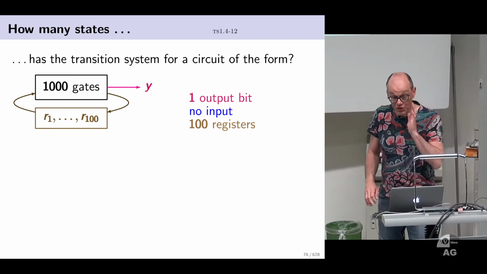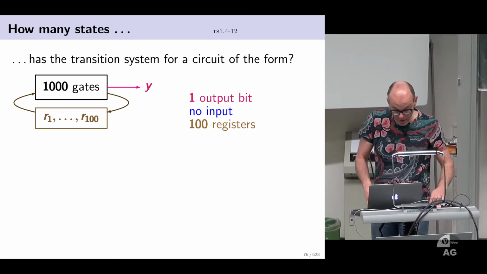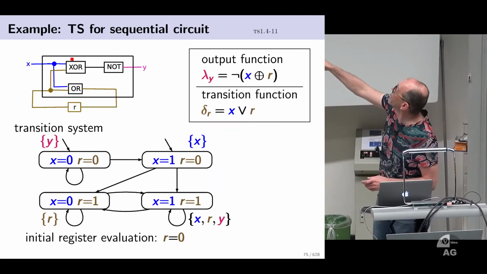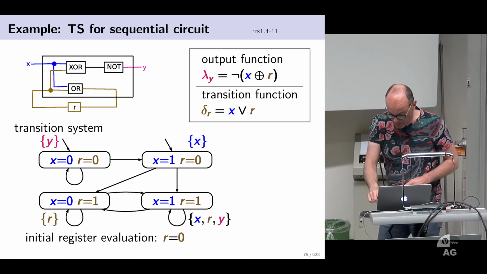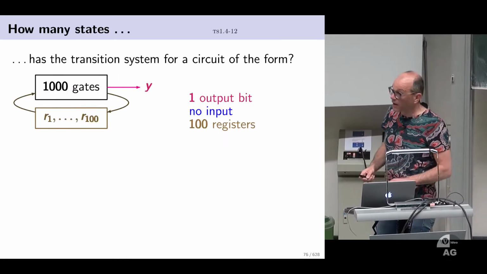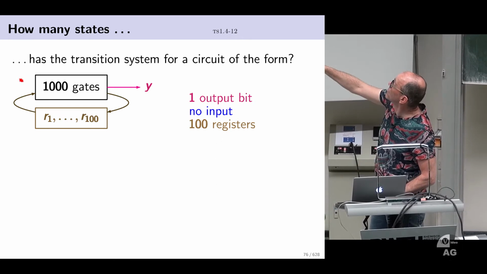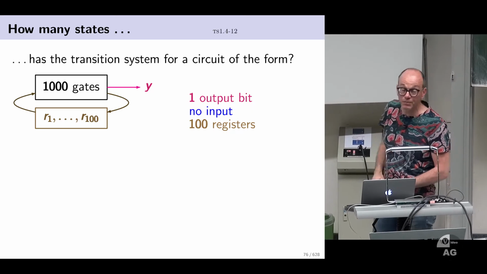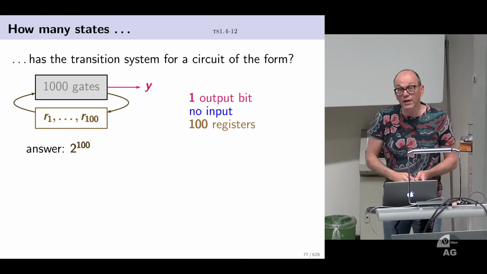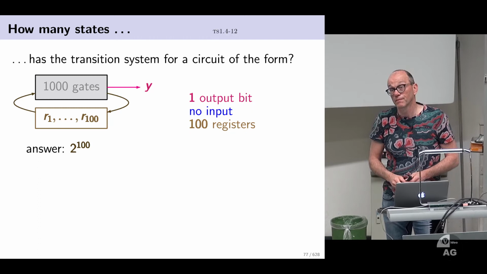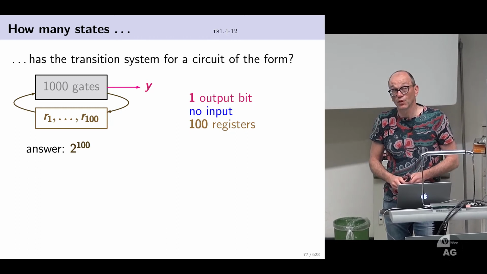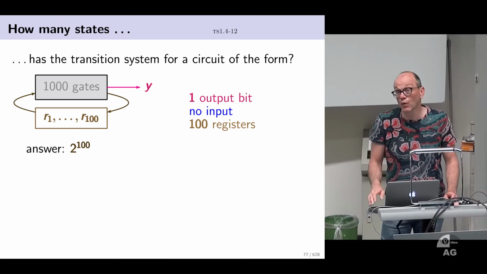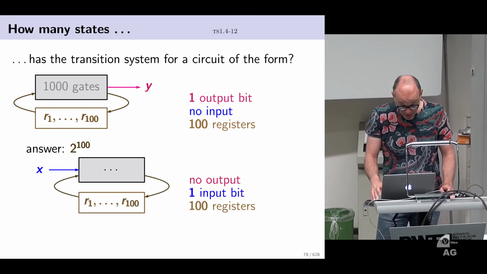How many states has a transition system if I have a circuit of this form? Suppose I have many gates. So in this example, I only have 3 gates, right? It's XOR, OR, and NOT. Typically, I can have many more. Here is even no input, so it's even very simple. We only have 1,000 gates, we have 100 registers, and we have an output. How many states do we get? We get 2 to the power 100 states. Because we have to keep track of all the possible values of those registers, and there are 2 to the power 100 different possibilities.